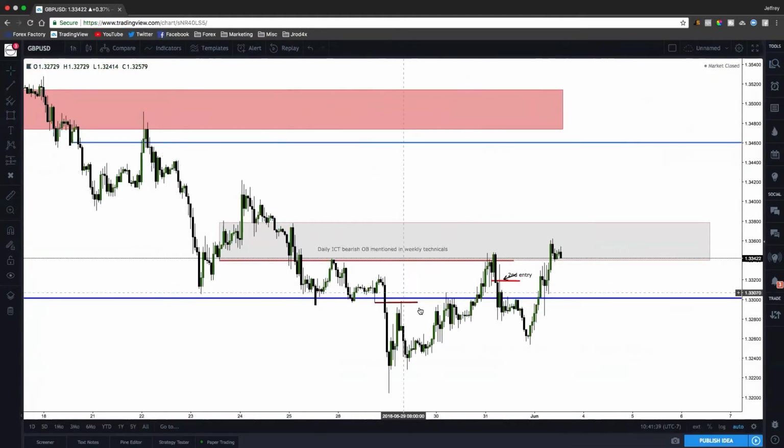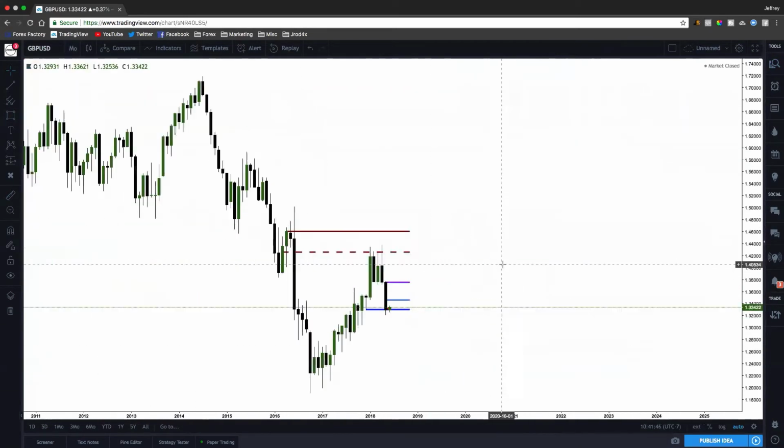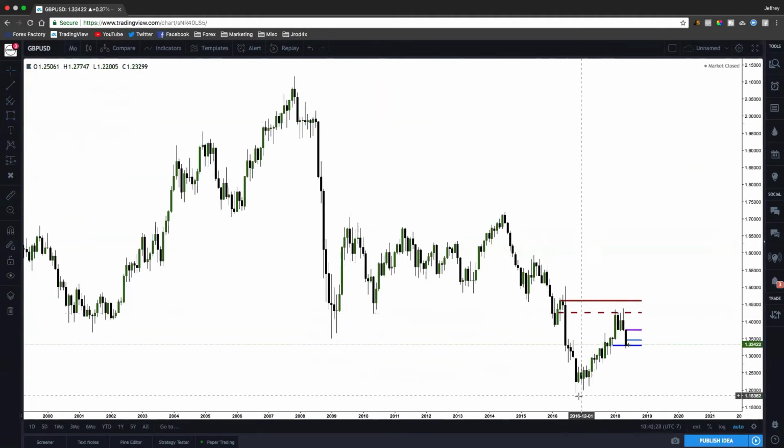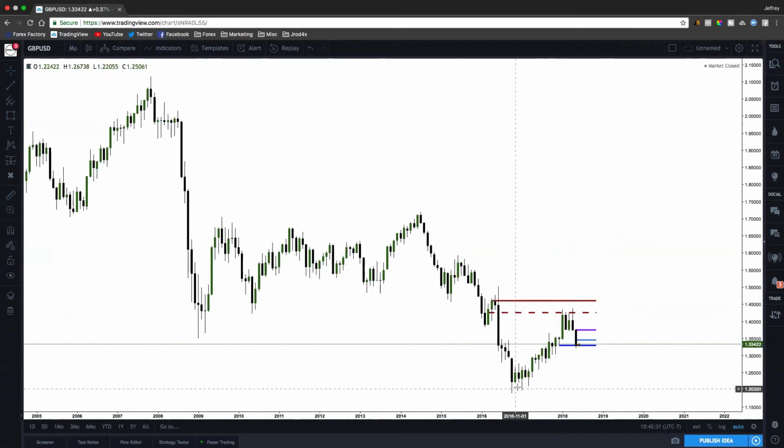As far as cable, we are back within this daily ICT bearish order block that we mentioned in last week's technicals. If you look on a monthly chart, guys, you can see that we have this ICT bearish order block here. And as soon as we traded up into that, we found some resistance, poked into it one more time, then again, and then we've sold off. I'm actually thinking that this may continue lower, regardless of what dollar index does. But in order to confirm that, I really would need a break below this low here on a monthly perspective. So again, this is a monthly time frame, so we're talking about hundreds of pips here.